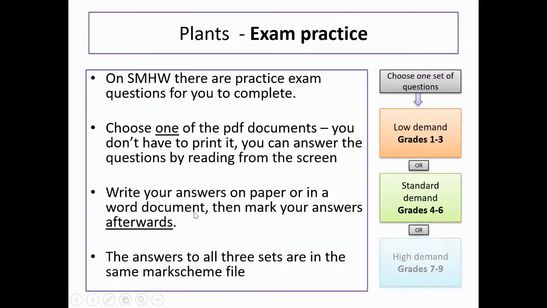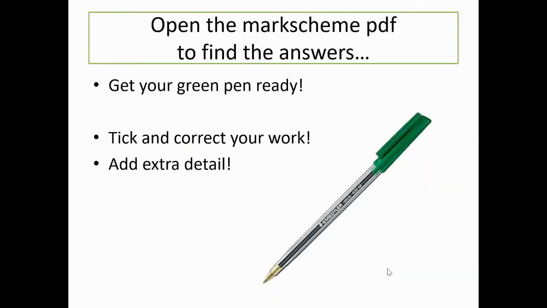Okay, so the three different documents: the low demand ones are for grades 1 to 3. So if your target is a grade 1 to 3, go for the low demand ones. If your target is a grade 4 to 6, then go for the standard demand questions. And if you've got a target of 7 to 9, then have a go at the high demand questions. By all means, do more than one, but I'm suggesting just go through one of those, and that should take the hour.